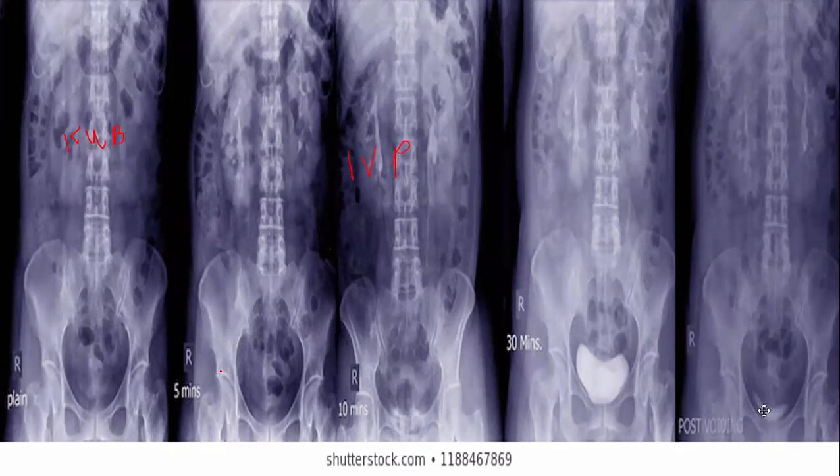So normally, it should be done in 5 minutes, after 10 minutes, and then after 30 minutes, then post-void. There's a little modification when it comes to babies and children. But this is the standard one for adults. After 5, after 10, then after 30 minutes, then post-void.